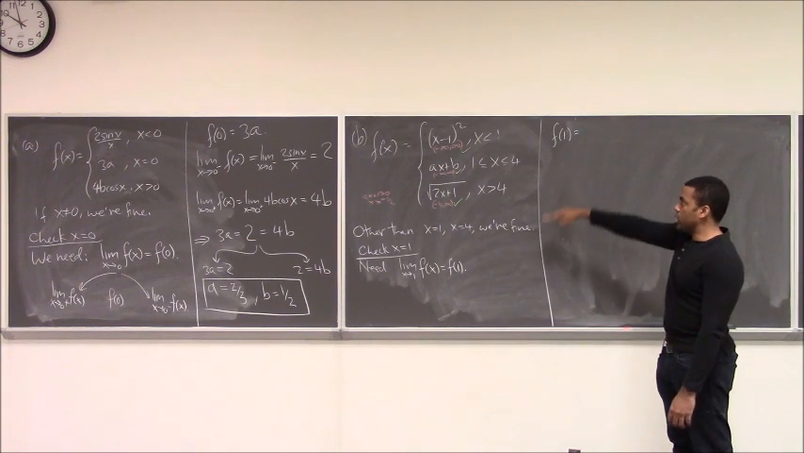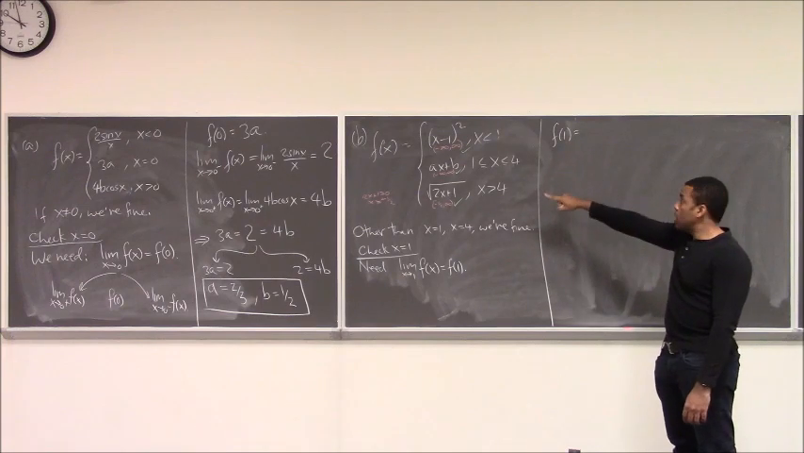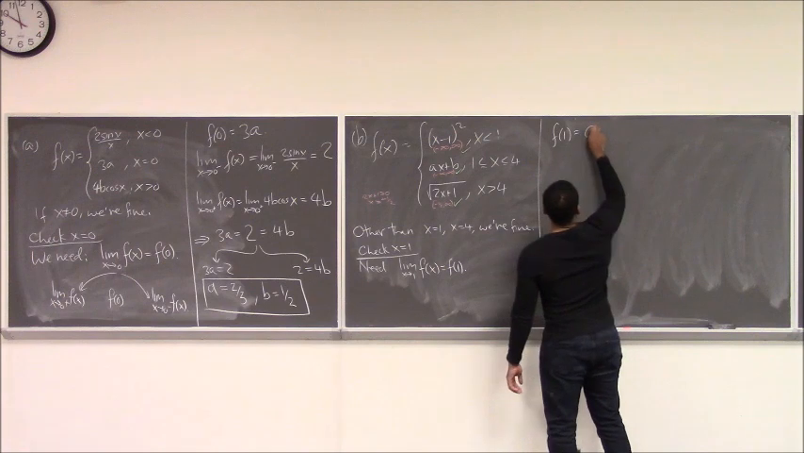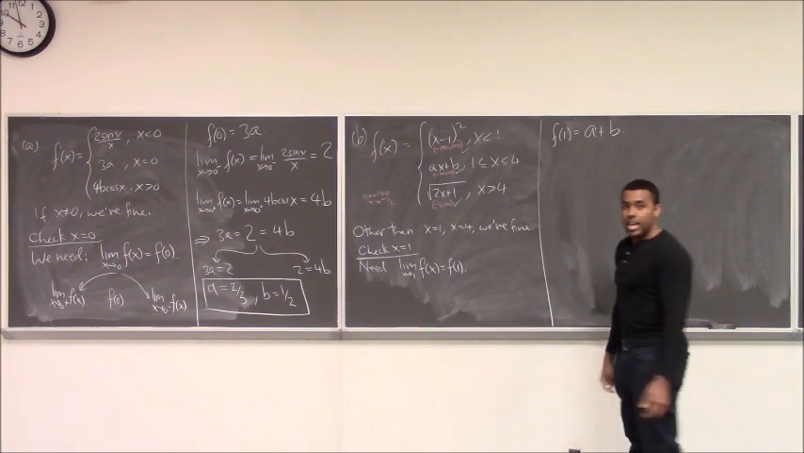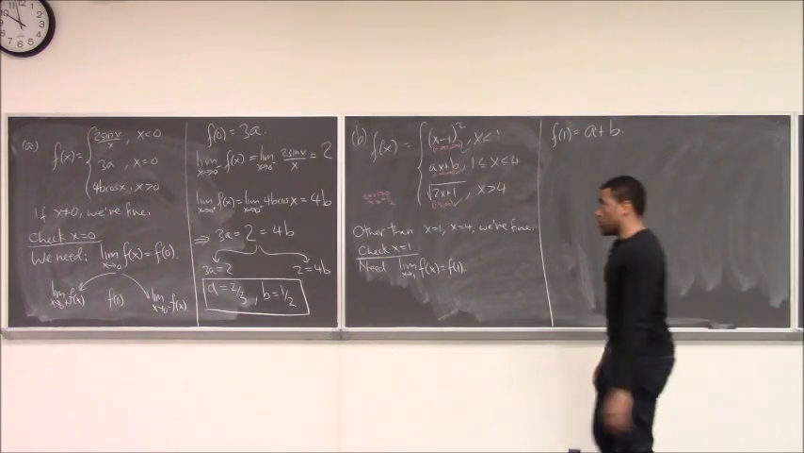Where should you be looking, first of all? Top function, middle function, bottom function? Middle function. Oh, it's a plus b. X is 1, right? So it's not ax plus 1. So that's what we look like at 1.